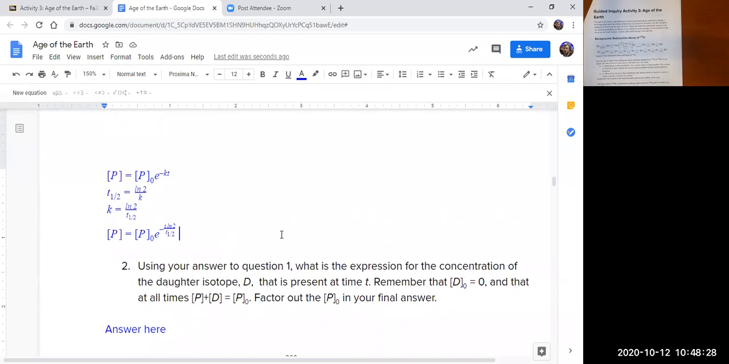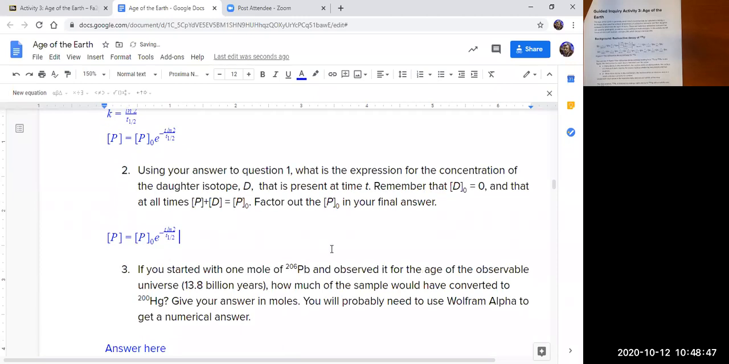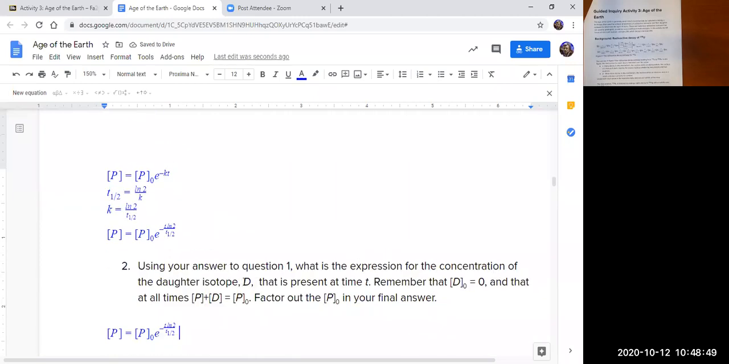Okay, any questions on this step? Okay, so using your answer to question 1, let's take our answer to question 1 and put it down here. We want an expression for the concentration of the daughter isotope present at time t.